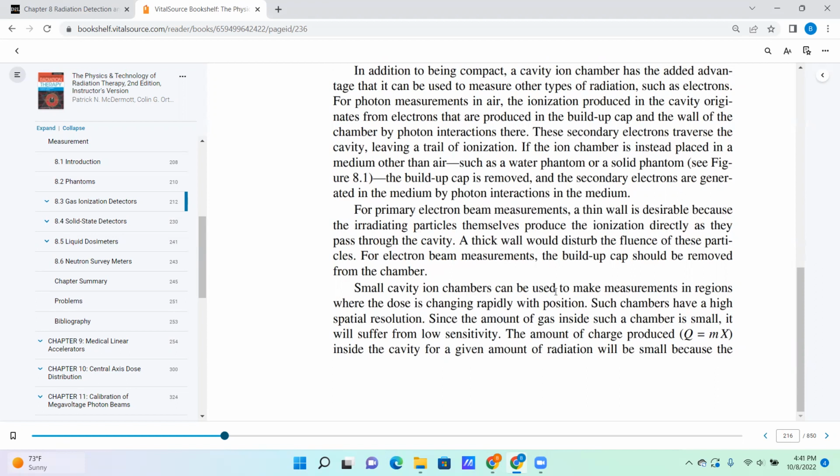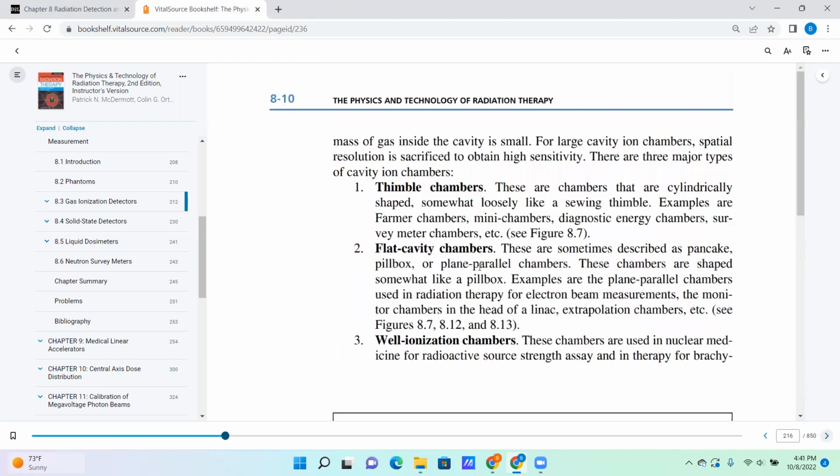Small cavity ion chambers can be used to make measurements in regions where the dose is changing rapidly with position. Such chambers have a high spatial resolution. Since the amount of gas inside such a chamber is small, it will suffer from low sensitivity. The amount of charge produced inside the cavity for a given amount of radiation will be small because the mass of the gas inside the cavity is small. For large cavity ion chambers, spatial resolution is sacrificed in order to obtain high sensitivity.